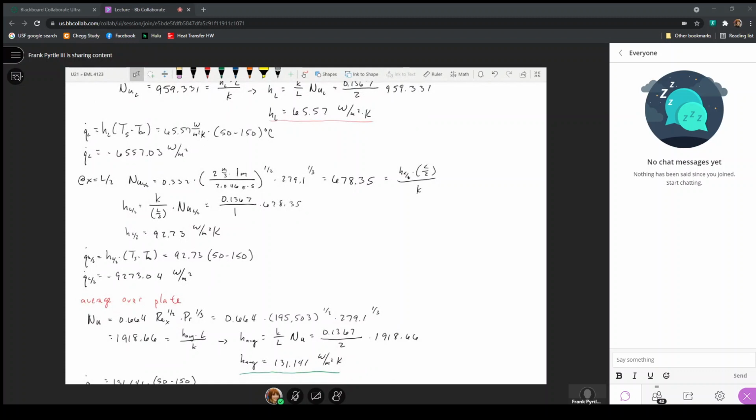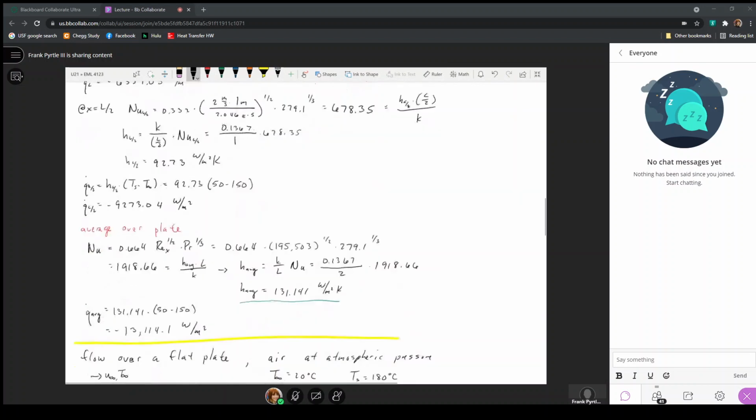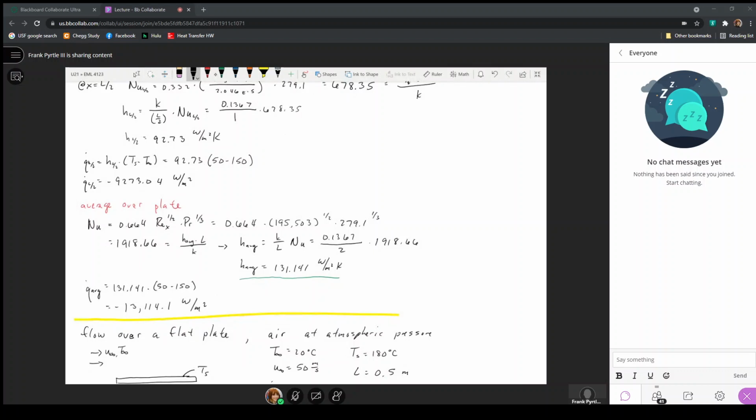The expression of the average heat transfer coefficient to get the average heat flux is based on the Nusselt number correlation for laminar flow over the plate. And so we calculated the average value and then got the average heat flux. So the local heat fluxes are just based on the local heat transfer coefficient, and average heat flux is going to be based on the average heat transfer coefficient that exists over the entire plate.